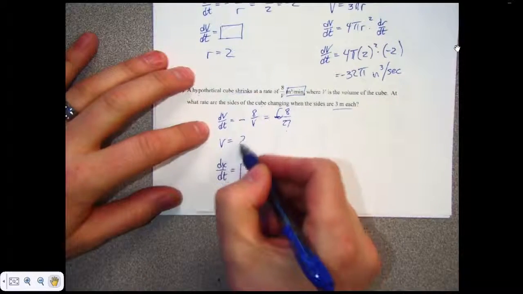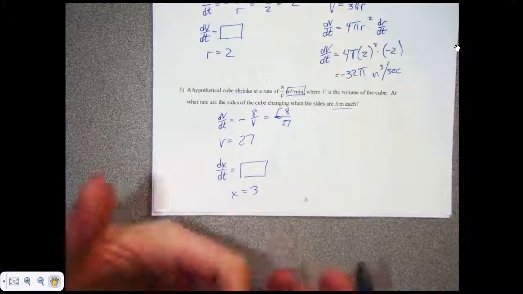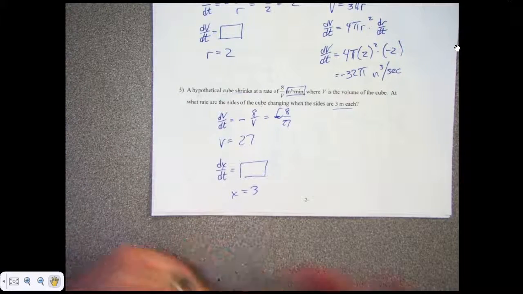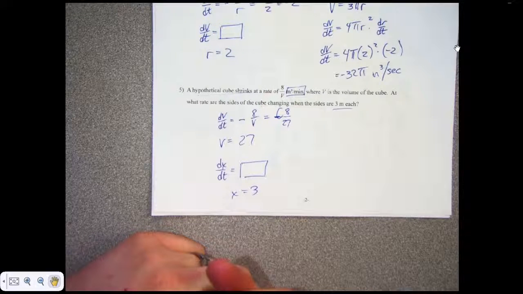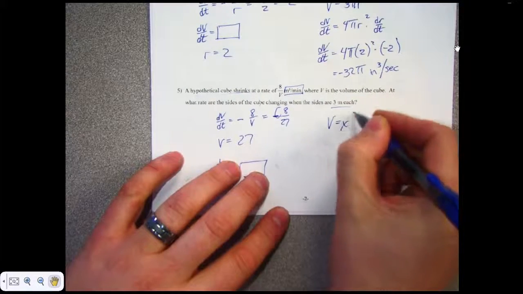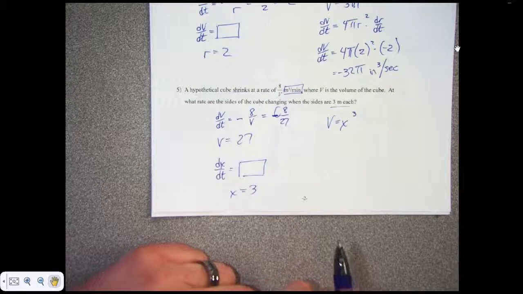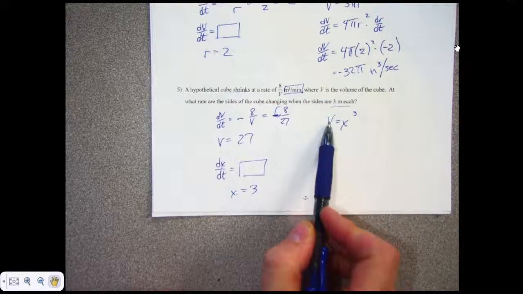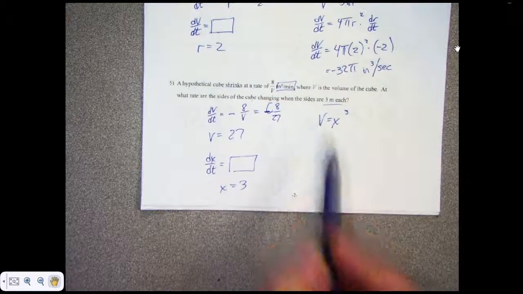V is 27. Now, I need an equation that relates all this stuff, which we kind of already used. What equation relates the volume of a cube and its side? Length times width times height, but they're all the same. So can't I just go, okay, that's just x cubed, is the volume? Is this level here the amount level or the rate level? Amount level. I want to get to the rate level.